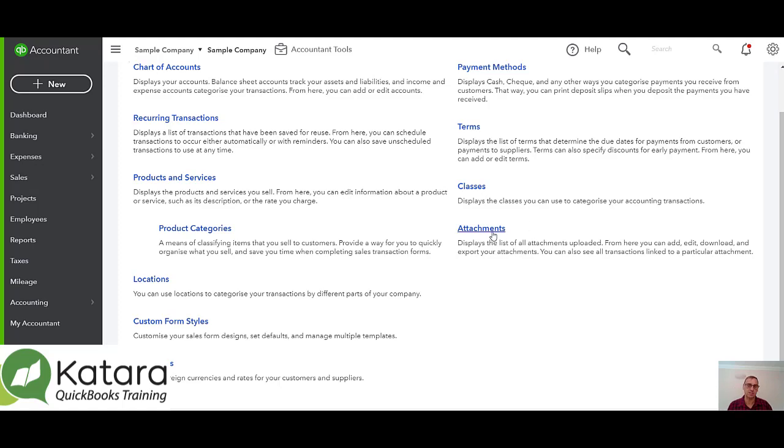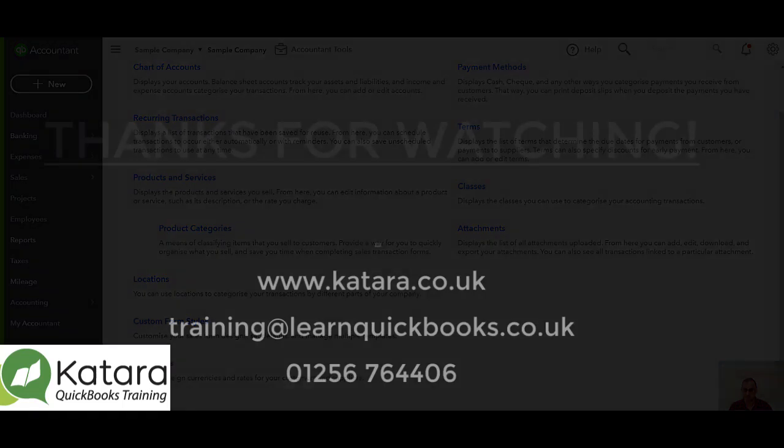And we've also got a list of attachments. So any attachment that we put into QuickBooks, if we attach perhaps a PDF scan of a document to a bill, that will also show in the attachments list. So these are all listed in QuickBooks, but the main two we need to focus on are the chart of accounts and the products and service list.